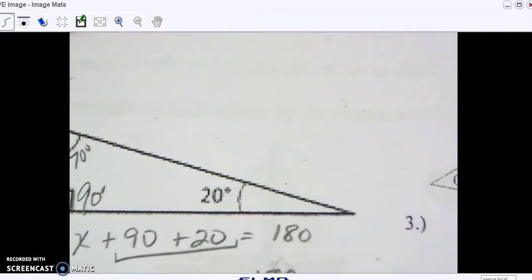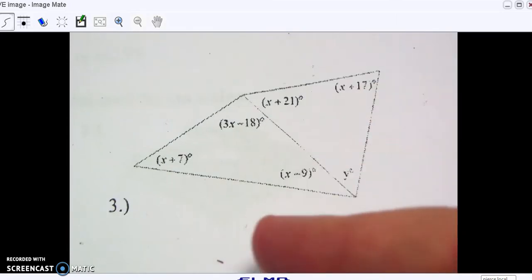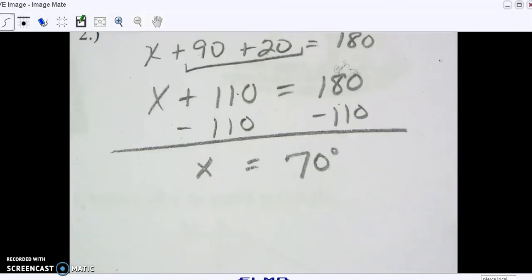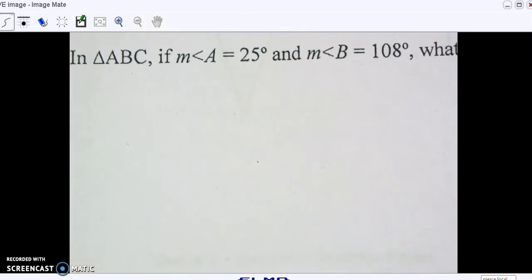Alright, this last one we're going to save. I'm going to do this with you as a class, so just hang on to that one. But I do want you to come down here and do number 4, and then bring it to me to show me. I want to know who's getting it and who's not, so we know where to practice. All right.